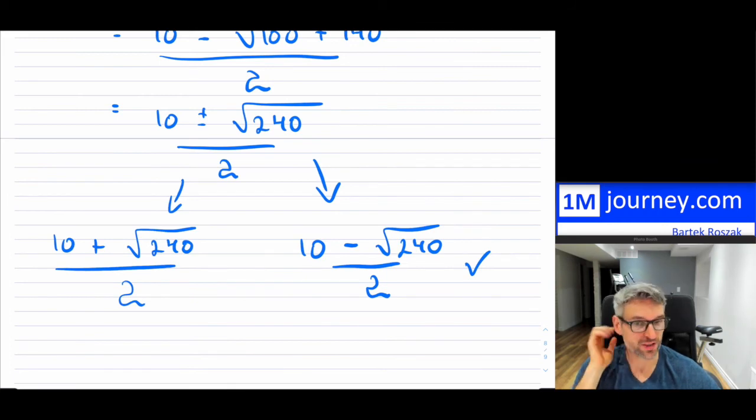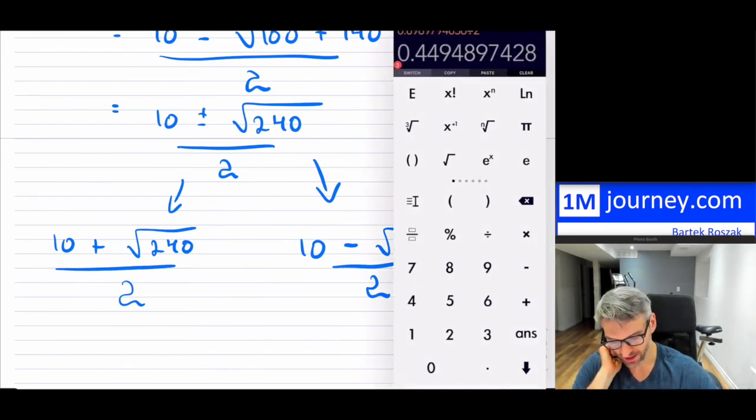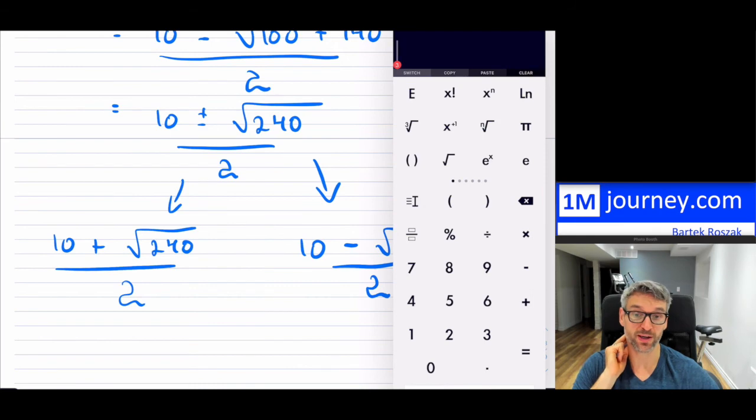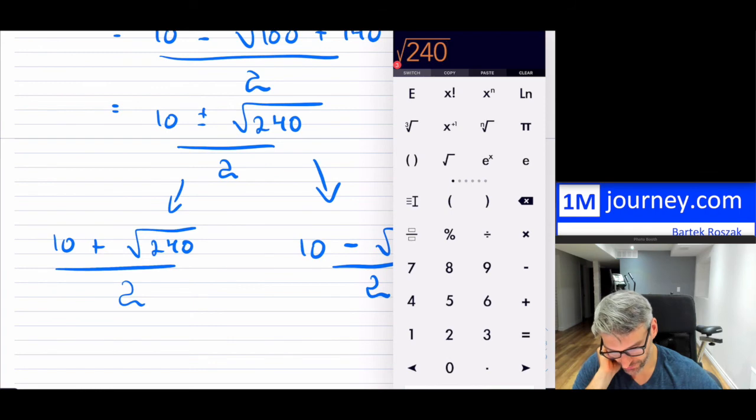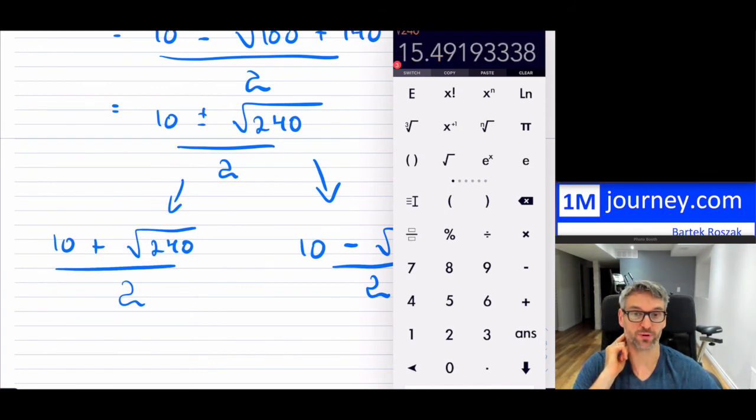Now, how do I know it's a negative answer? Because 10 minus the square root of 240. Okay, so, 240 is bigger than 100, so therefore the square root is going to be bigger than 10 for sure. So here it's about 15 point something. So notice 10 minus that, it's going to be a negative answer.